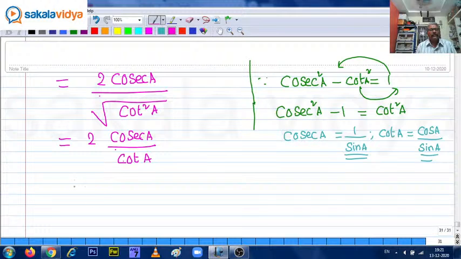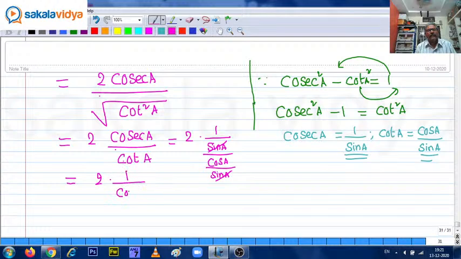So now this equals 2 times 1 upon sin A upon cos A by sin A. So sin A gets cancelled. 2 times 1 upon cos A. So 1 upon cos A is sec A. This will be 2 sec A. This is RHS. Hence, it is proved.